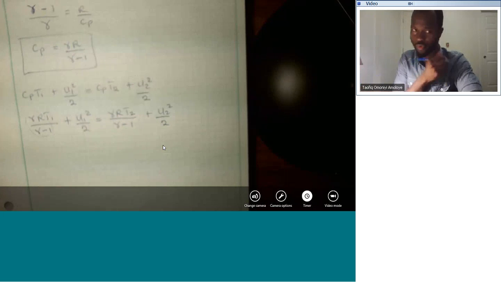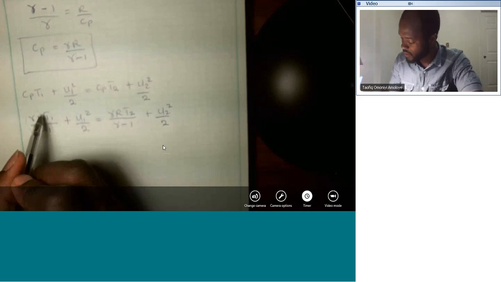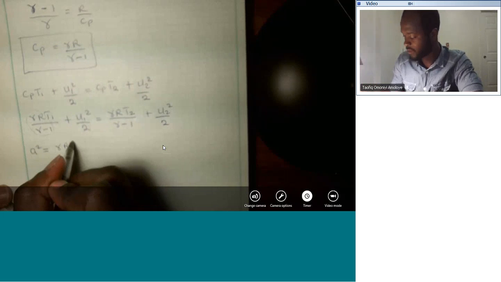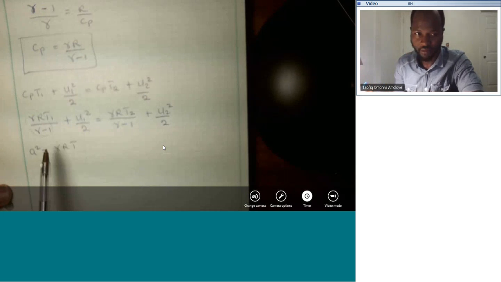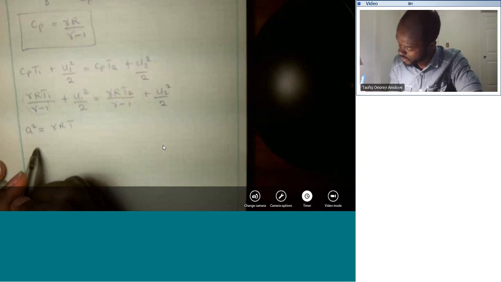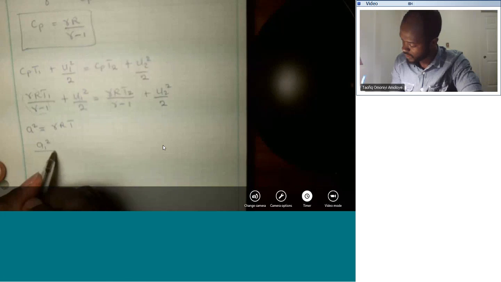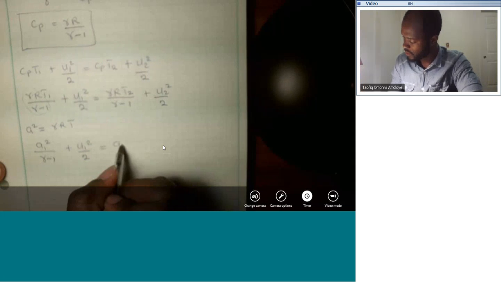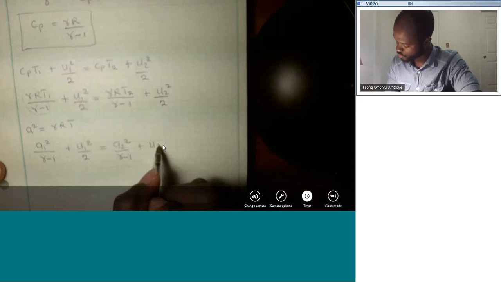So what can you notice from here? I wish you could answer me. Anyway, if we recall that A squared equals gamma RT, we can make some kind of substitution for gamma RT, particularly over here and over there. So we can now see that A1 squared over gamma minus 1 plus U1 squared over 2 equals A2 squared over gamma minus 1 plus U2 squared over 2.